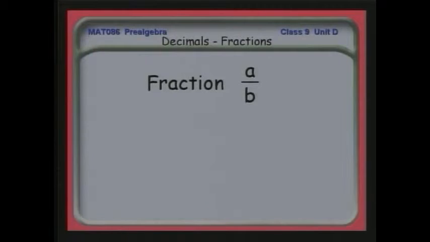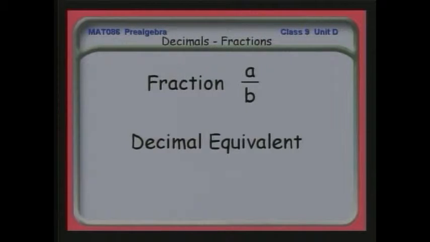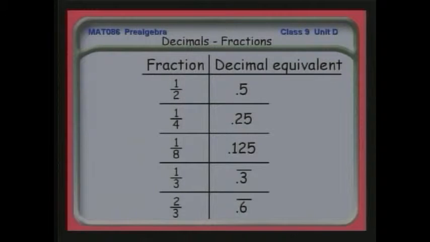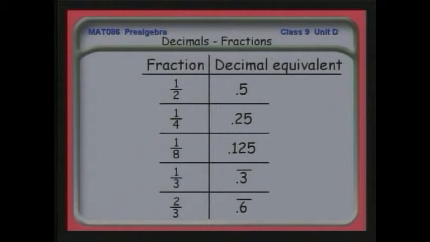Let's see if we can get a general rule. If we have a fraction a over b, and we want the decimal equivalent of that fraction, what we do is divide a by b, and we put in a bunch of those zeros so that we can perform the operation. When we do this, we can see that there are quickly some decimal equivalents that we can get, and some of these are actually useful for you to learn. For example, it's very useful in the real world to know that 0.5 is the same as a half, or 0.25 is the same as a quarter.